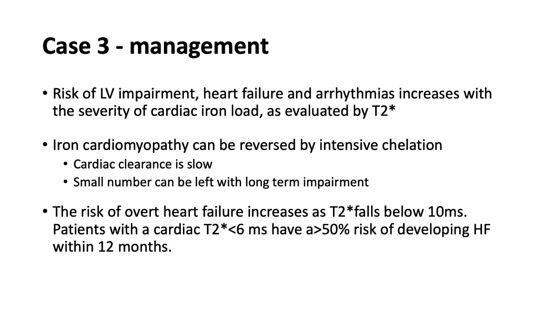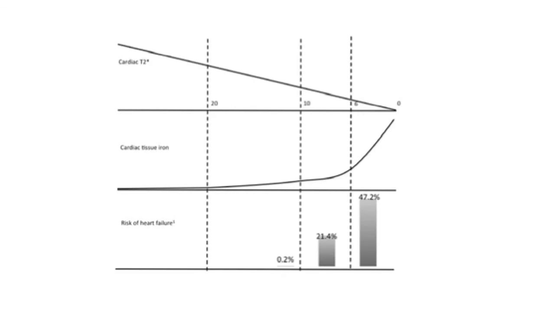So when the T2 star is less than 6, that's when you're even higher risk. I'll show a graph in a second with the relationship between the T2 star value and the risk of heart failure. It's obviously not linear in terms of the increase in cardiac tissue iron. Once the T2 star goes below 10, you see an almost, well, not quite exponential, uplift in the rate of cardiac tissue iron loading. So you get more and more, and the risk of heart failure increases.